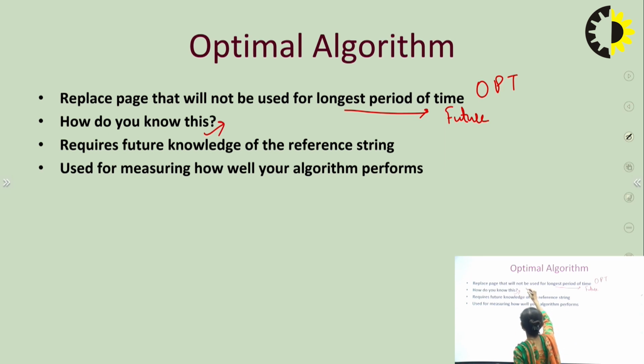Now the important question comes: how do you know this? Theoretically, we have formulas to identify this, but in practice, the optimal algorithm cannot be implemented. So generally, the OPT algorithm is used for research purposes. It requires future knowledge of the reference string. Basically, it is used for measuring how well your algorithm performs.